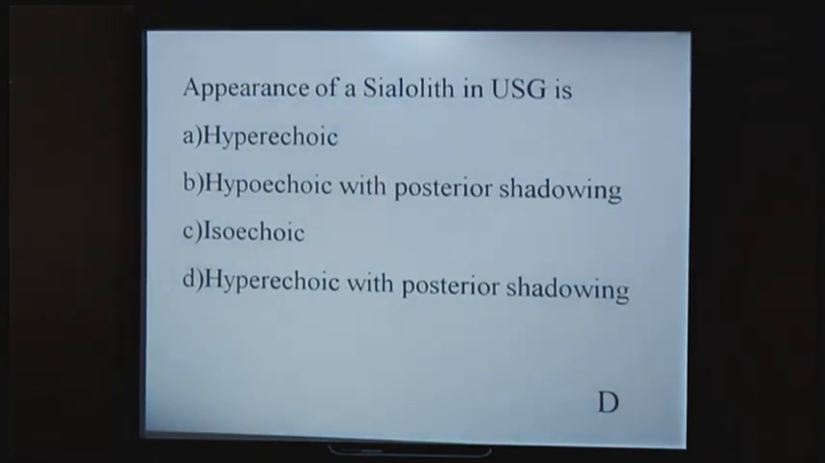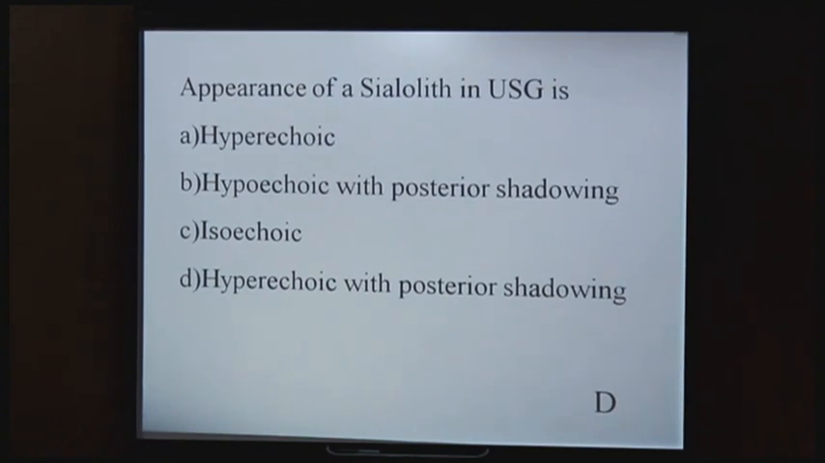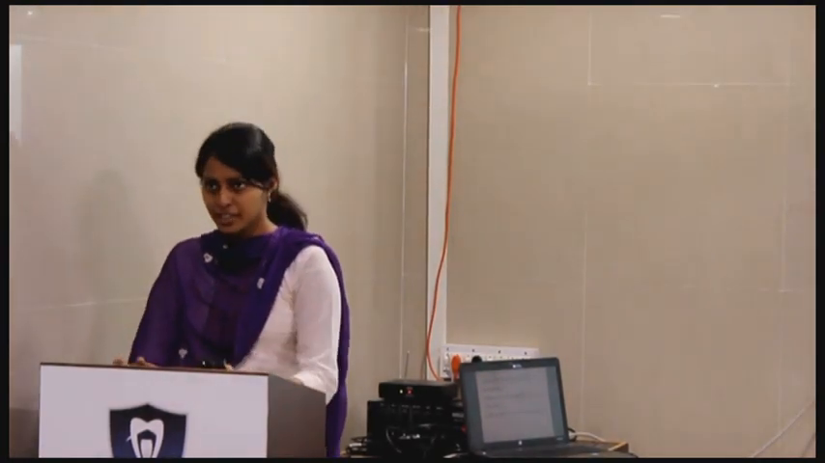Okay, a sialolith is going to be hyper and it has a post-acoustic shadowing, meaning you are sending sound waves but they are getting blocked by the sialolith. So it is like a shadow that is cast behind. Say you are standing in front of the sun, you will appear very bright, but when you are blocking the sunlight, you have a shadow behind you. So that is exactly the example that you can give for this.